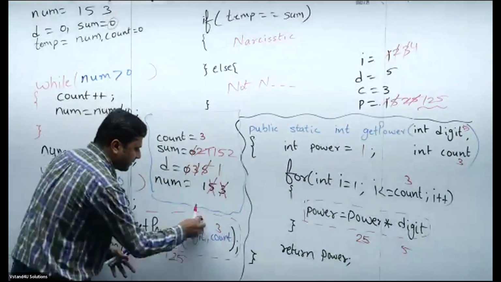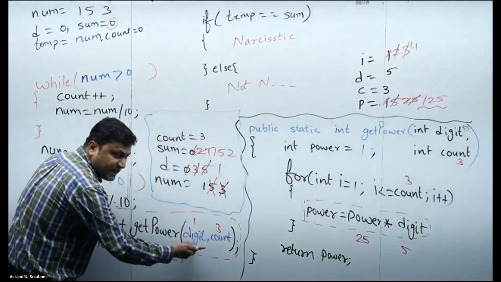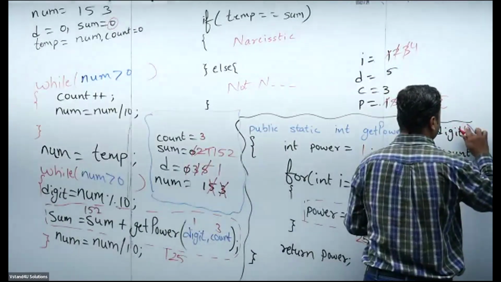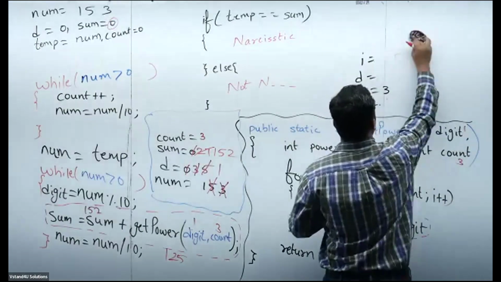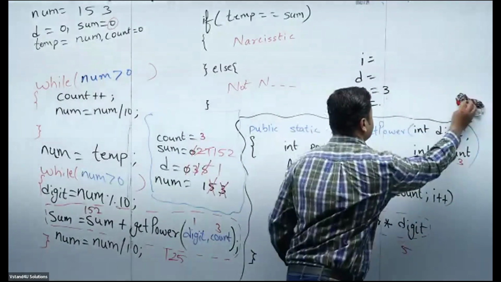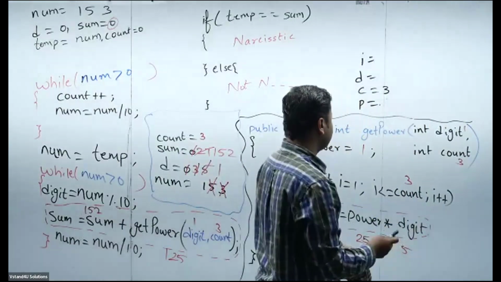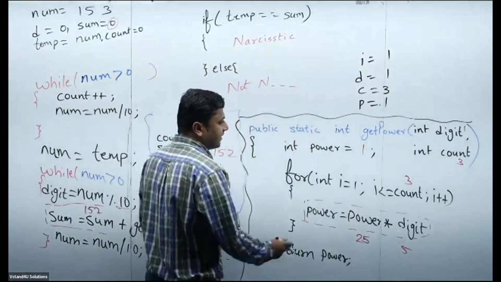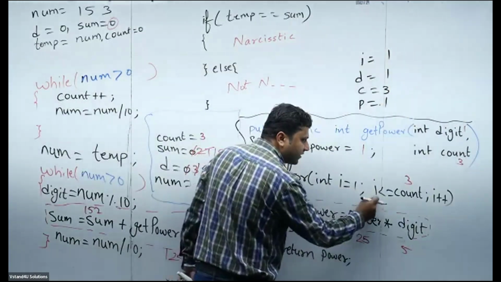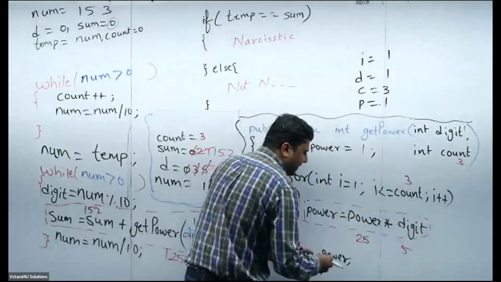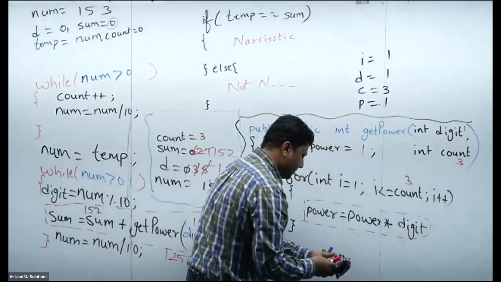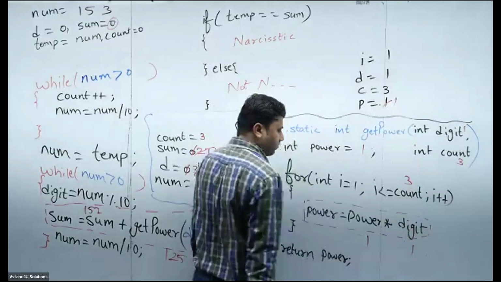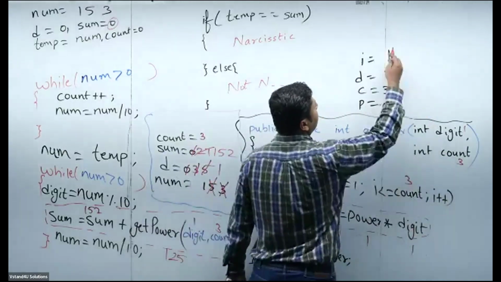Get power. Digit is what this time? 1. This time I'm passing digit as 1. Just give me a minute. Okay, sir, let's get started. I start with 1. i value is 1. 1 is less than or equal to 3, condition true. Power value is 1, sir. Agree? Yes, sir. Power value is 1. This is what? 1 into 1. Power becomes 1, sir.